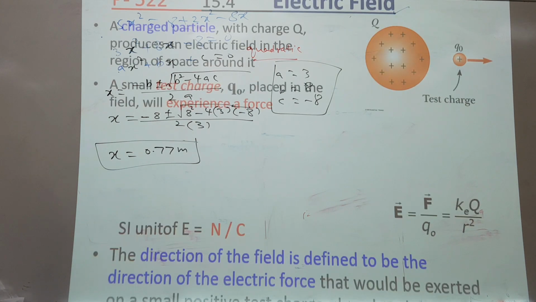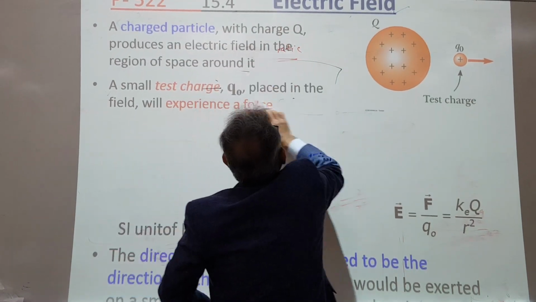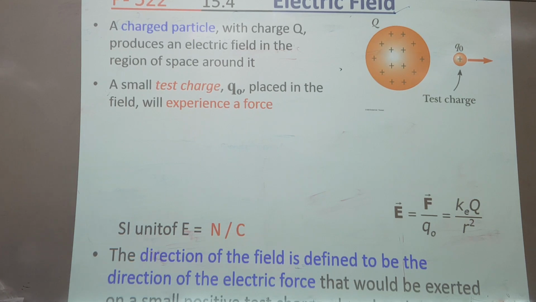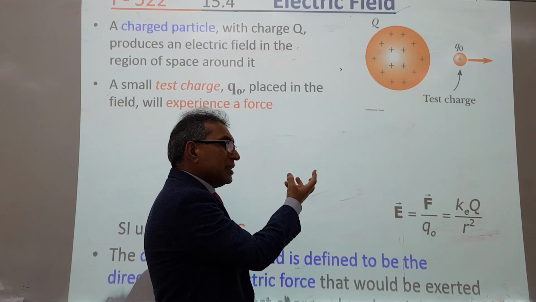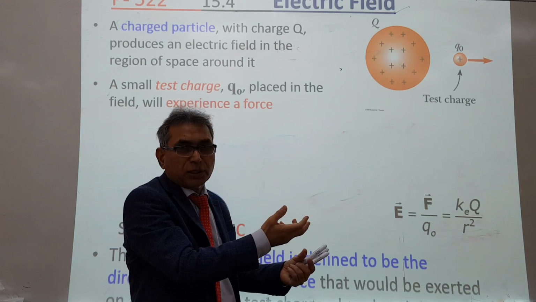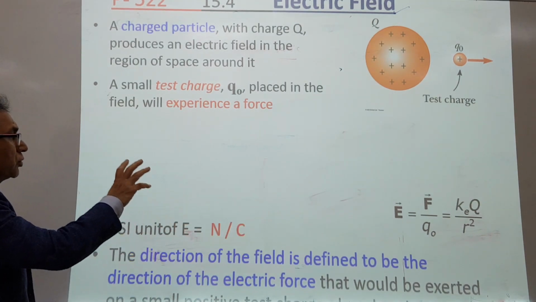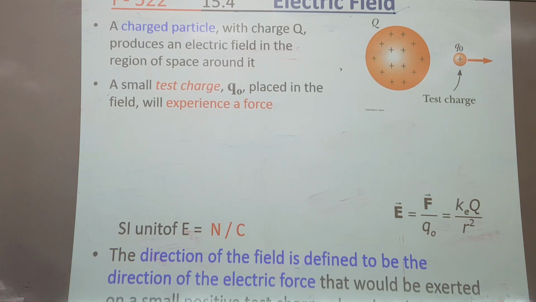Then, electric field. What is electric field? Whenever you remember, once you have a gravitational field, like a magnetic field, you have an electric field. And what is that? Whenever you have a charge in any location, it can exert a force of attraction or repulsion on other charges around. So the space around that charge where it can influence other charges, that space is called electric field.